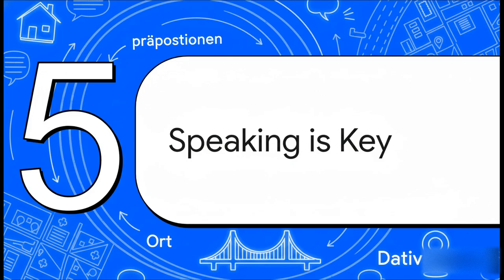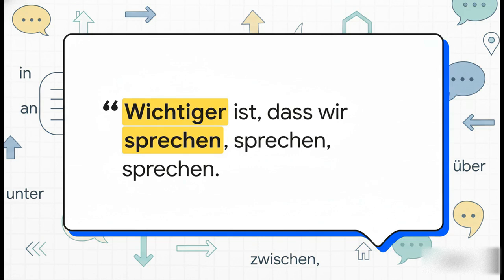Okay, we've gone through a lot of grammar, but now, let's talk about the single most important piece of advice. And this comes straight from the teacher in our source material. The message is simple. Wichtiger ist, dass wir sprechen, sprechen, sprechen. What's most important is that we speak, speak, speak. Seriously, don't let the fear of mixing up a dem or a der stop you from actually talking. The whole point is to communicate, right? Getting the grammar perfect? That'll come with time and practice.